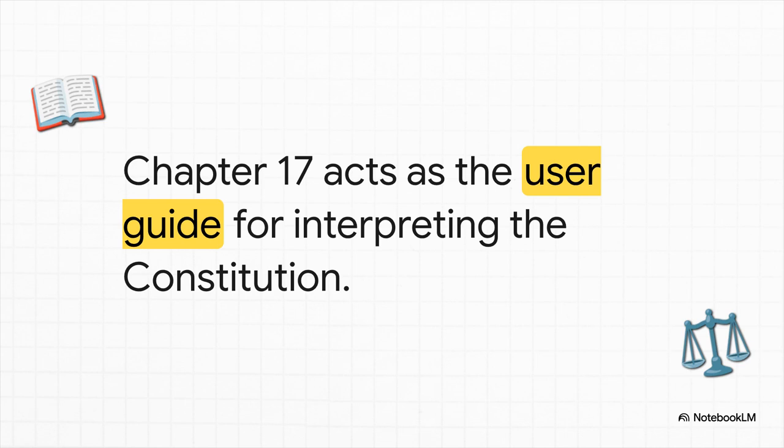Because think about it for a second. If a judge over in Mombasa and a governor in Kisumu interpret the rules of the Constitution completely differently, the whole system just breaks down, right? This chapter ensures everyone is reading from the exact same page, creating the predictability and stability that a democracy needs.